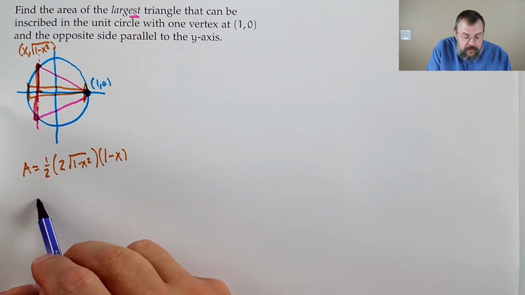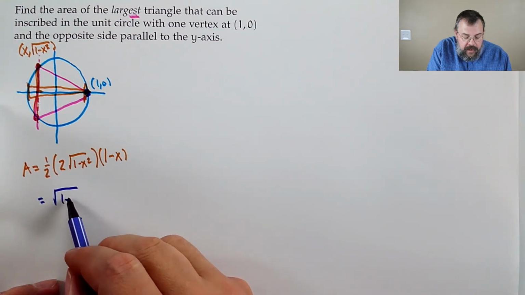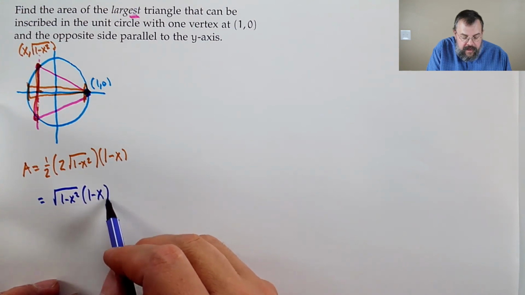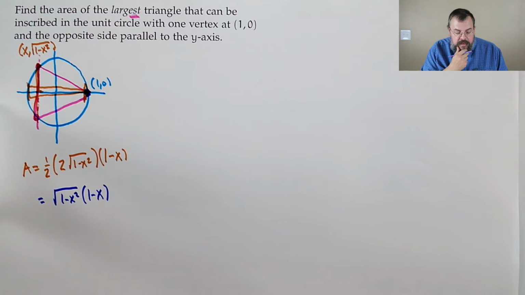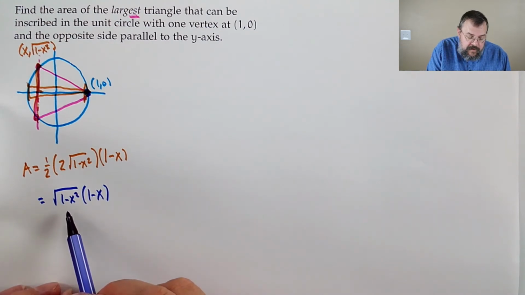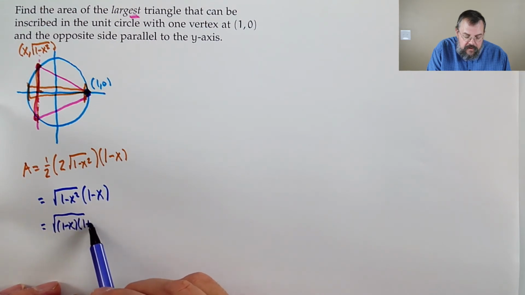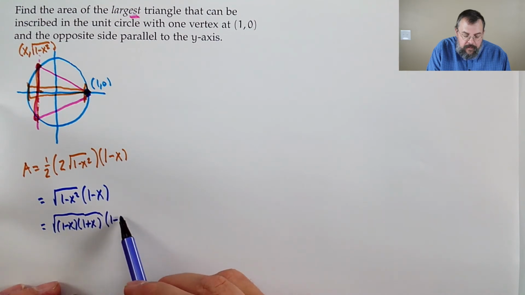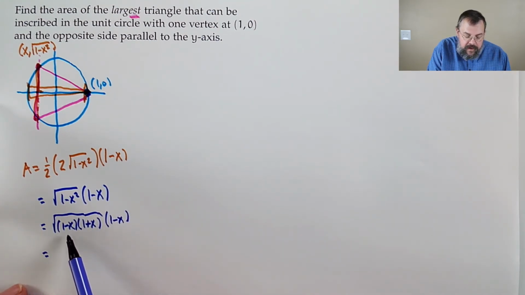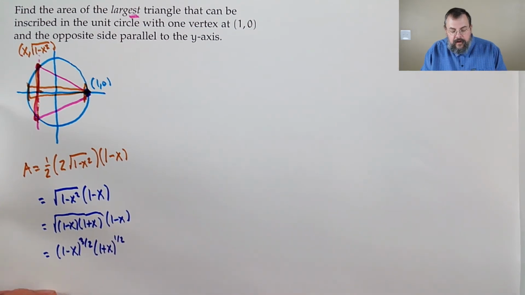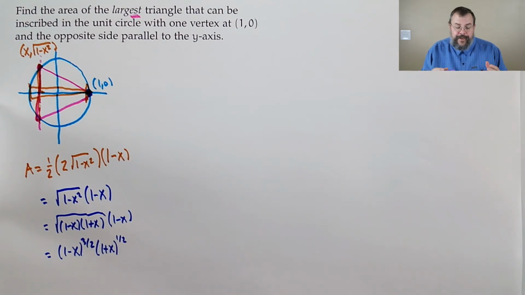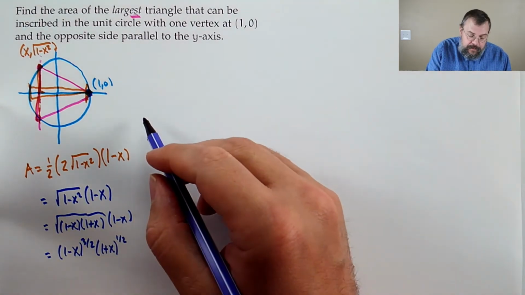And this becomes 1/2 times 2, square root of 1 minus x squared times 1 minus x. Okay, well, now we have to take a derivative of that. We can make it a little easier on ourselves, because 1 minus x squared is really (1 minus x)(1 plus x). And then I have 1 minus x. So what you really have is (1 minus x) to the 1/2, times 1 minus x, that's (1 minus x) to the 3/2, and then (1 plus x) to the 1/2. All right, well, now we have our function. Single variable, we're ready to proceed.